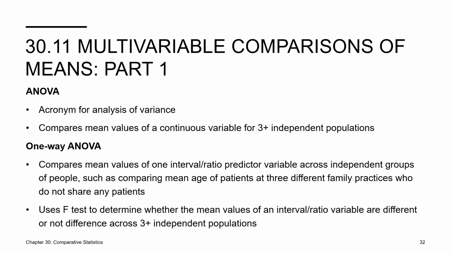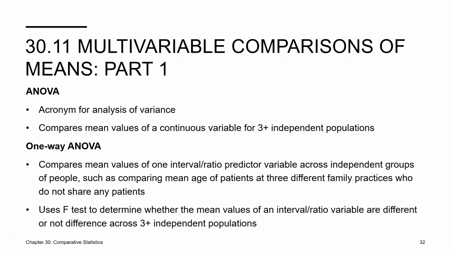So section 30.11 goes over multivariable comparisons of the means. Not only can you compare two groups and do two comparisons, you can also do multiple comparisons. For that, we have the ANOVA, which is an acronym for Analysis of Variance, and this compares mean values of a continuous variable for 3 or more independent populations.